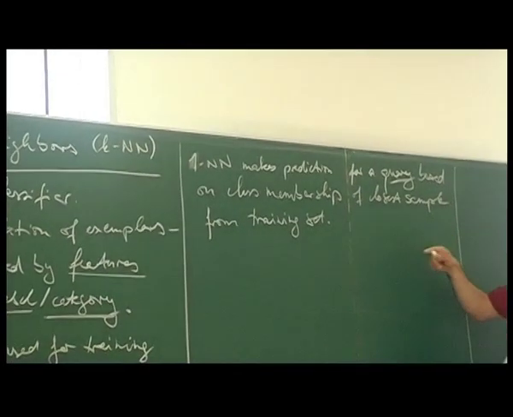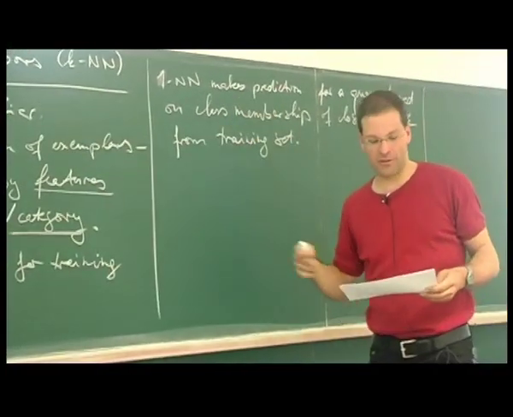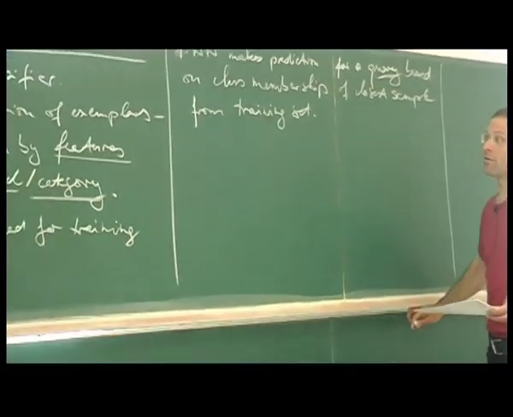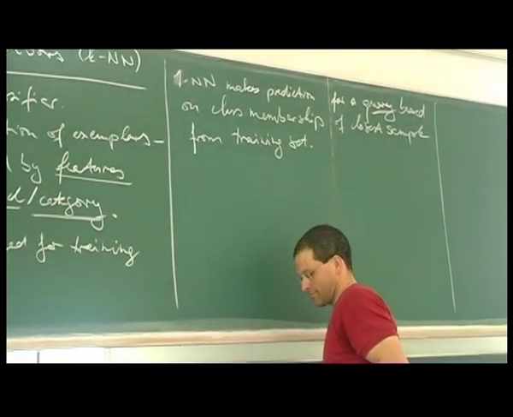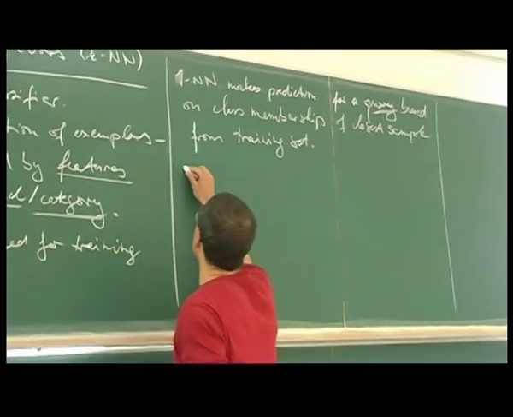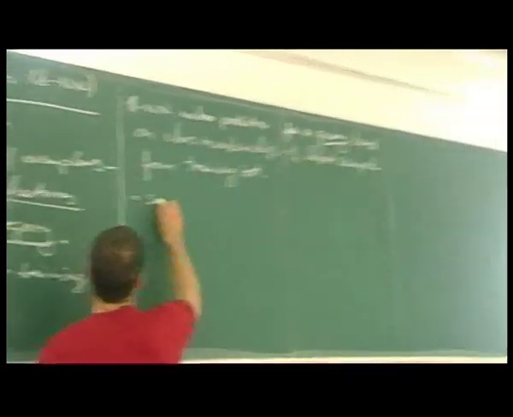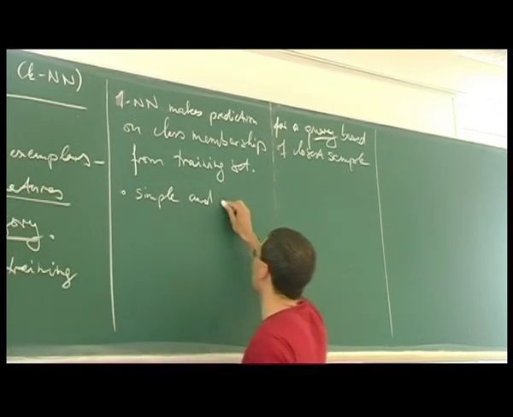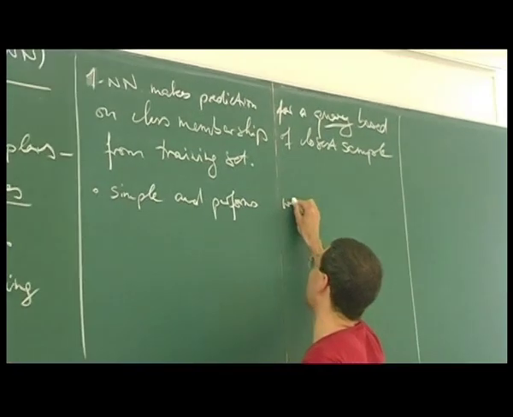Okay, so the one nearest neighbor makes its predictions for a query based on the class membership of the single closest sample from the training set. K nearest neighbor uses the k closest neighbors. So I have a couple of comments on the properties of this method. I think you will agree that the method is extremely simple and performs, I will claim, it performs well.